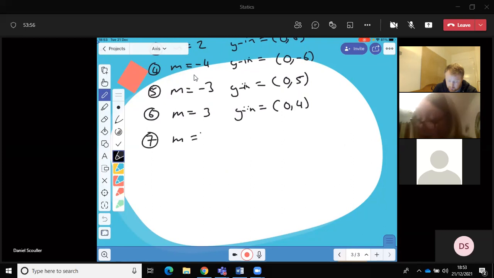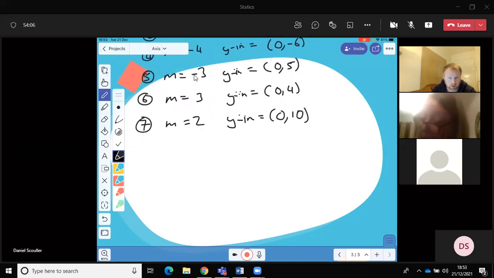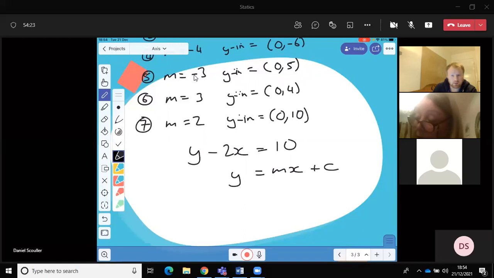7, m equals 2, y-intercept 0 and 10. Okay, so that one's a wee bit trickier because we've got the 2x on the other side. Okay, so we had this equation, and we're wanting to leave it in that format. So this time we want to move that over to the other side, to leave the y on its own.